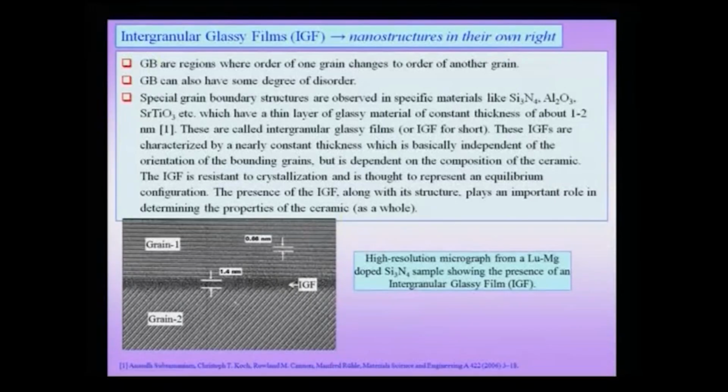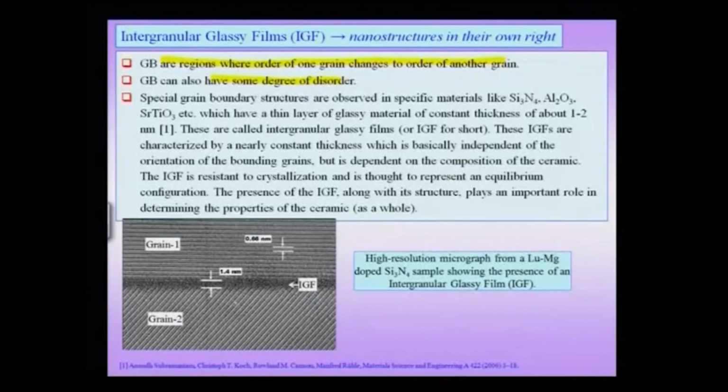We know that grain boundaries are regions where order from one grain changes to another grain, and grain boundaries, as we have already seen, can have some degree of disorder. But if you look at older literature before the 1950s, people even assumed that grain boundaries in normal materials are like amorphous grain boundaries. More and more observations have shown that this is not true, that grain boundaries are not disordered in the sense of amorphous, and therefore, there are even structural unit models of grain boundaries. But intergranular glassy films are a special class of grain boundaries which are observed in specific materials.